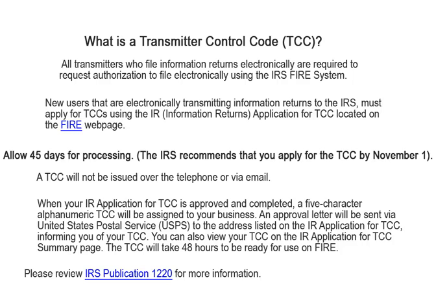The transmitter control code will not be issued by telephone or email. When your application is approved and completed, a 5-character alphanumeric transmitter control code will be assigned to your business. An approval letter will be sent via United States Postal Service to the address listed on the Information Returns application for the transmitter control code. You can also view your transmitter control code on the Information Returns application for transmitter control code summary page. The TCC will take 48 hours to be ready for use on FIRE. Please review Publication 1220 on the IRS website for more information.